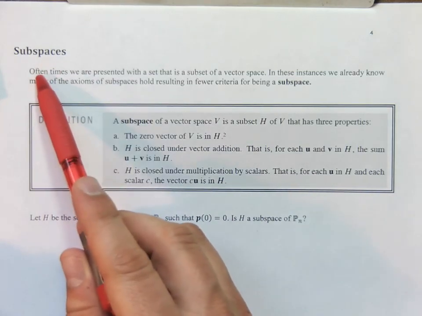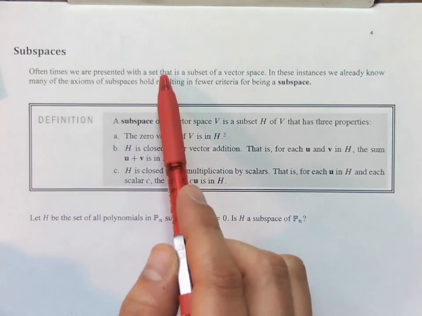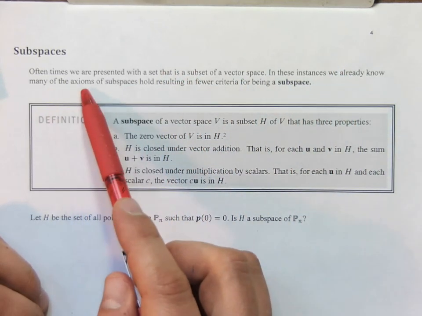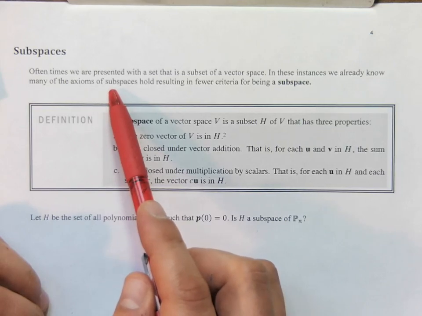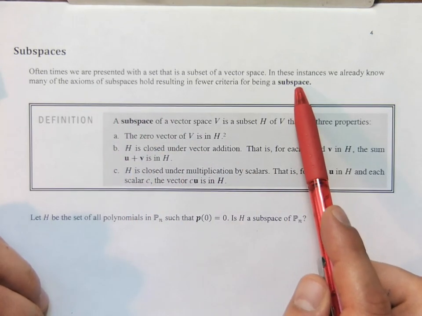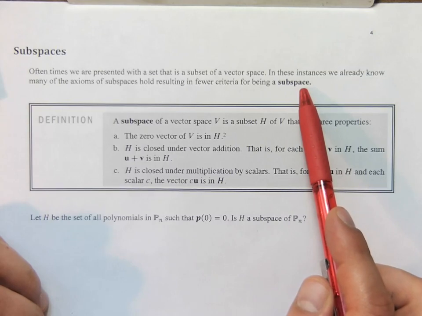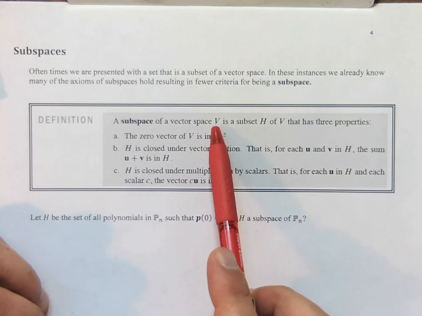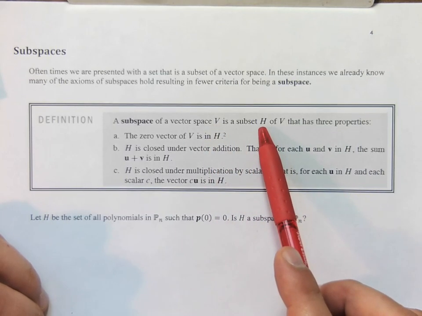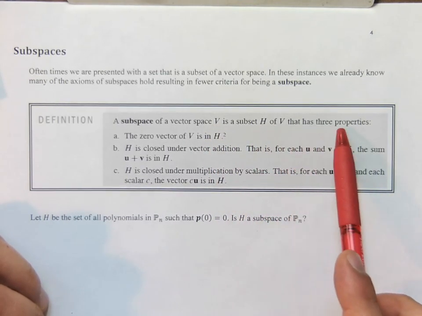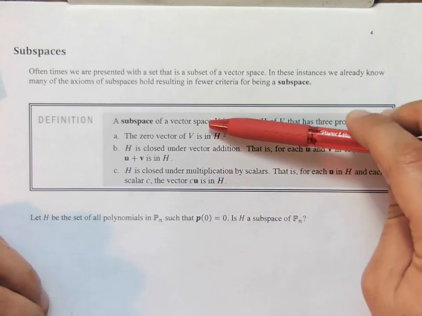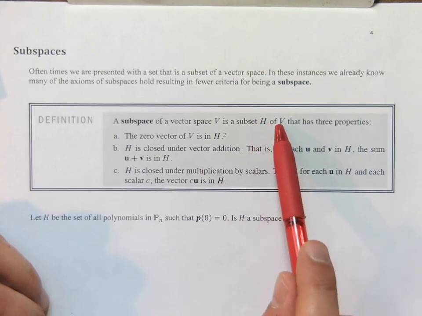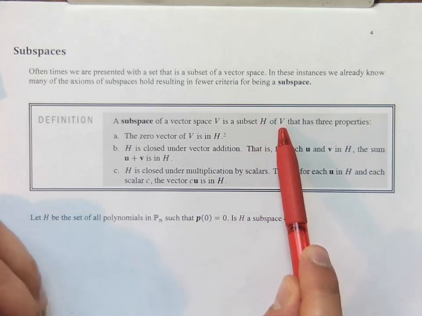So subspace. Oftentimes we're presented with a set that's a subset of a vector space. In these instances, we already know most of the axioms hold of subspaces, and so we have to show fewer things to show something as a subspace. And so let's read the definition, and we'll draw a picture here that represents this. So a subspace of a vector space V is a subset H of V that has these 3 properties. And so we're showing a subset of the properties on the last page, because since we have a subset of a vector space, we already know most of the properties hold.